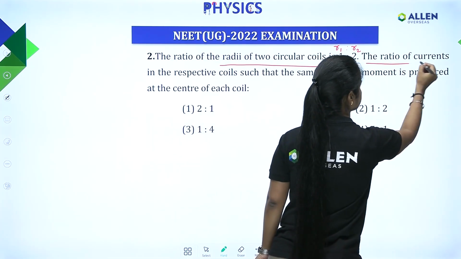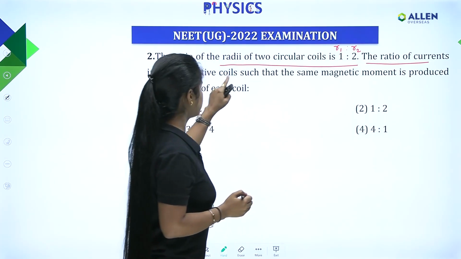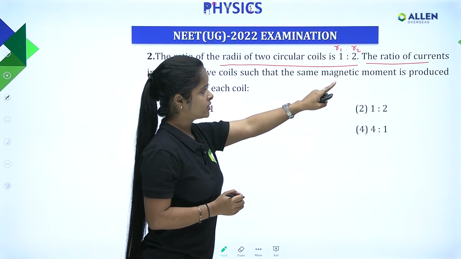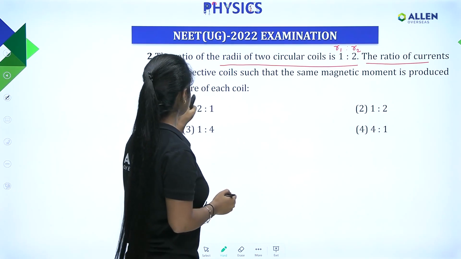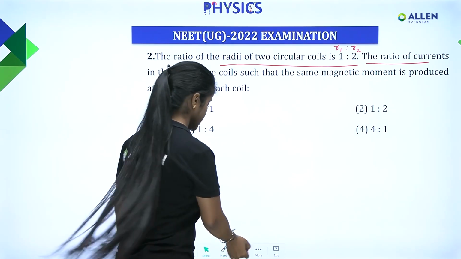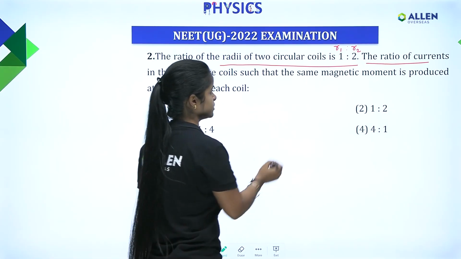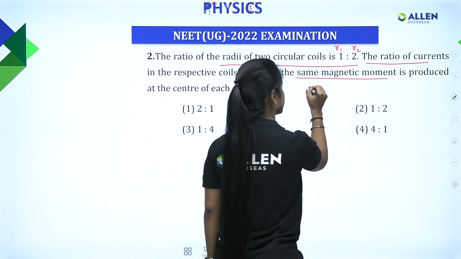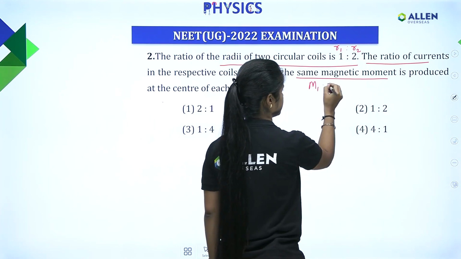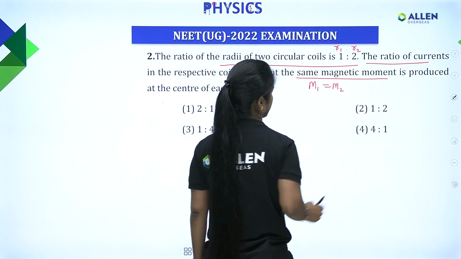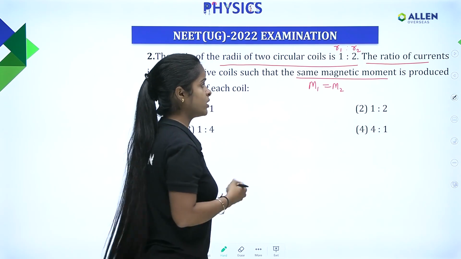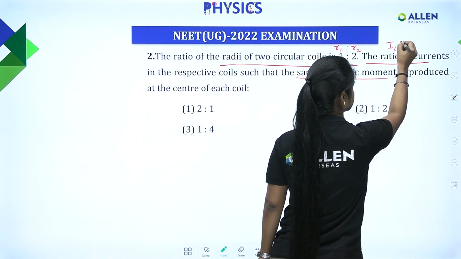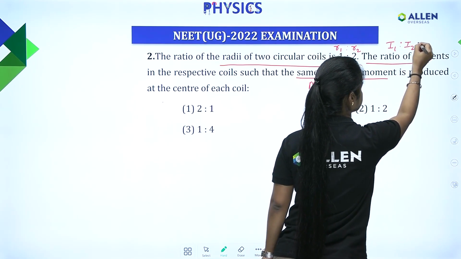The ratio of the currents in the respective coils such that the same magnetic moment is produced at the center of each coil. Here one more piece of information is given to us: the same magnetic moment. And usually we represent this magnetic moment by capital M. So it will be M1 equals M2, right? And what is our aim to calculate? Our aim is to calculate I1 is to I2, right?